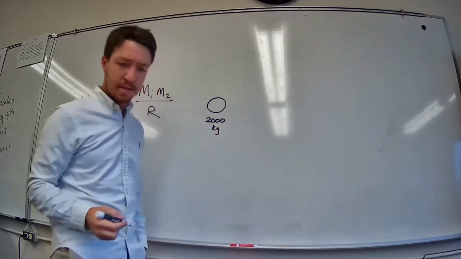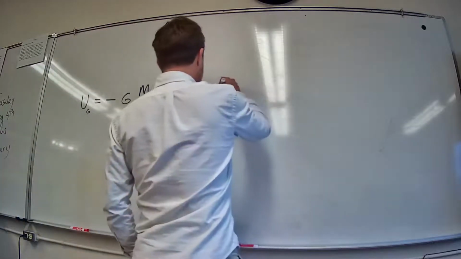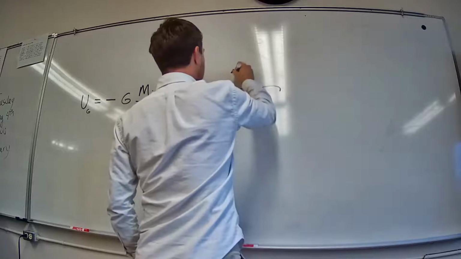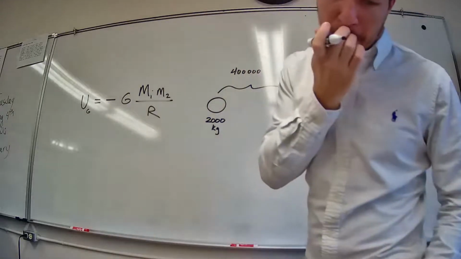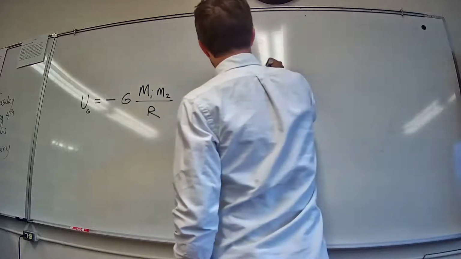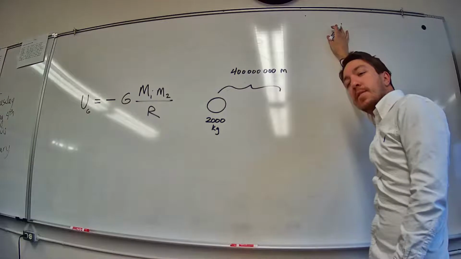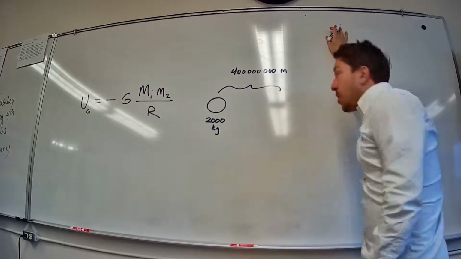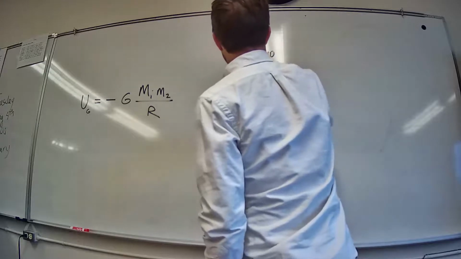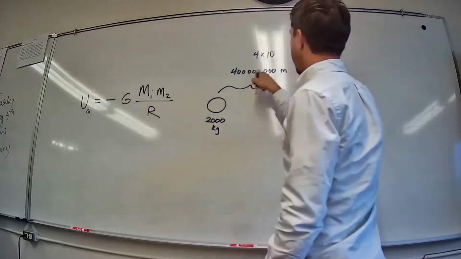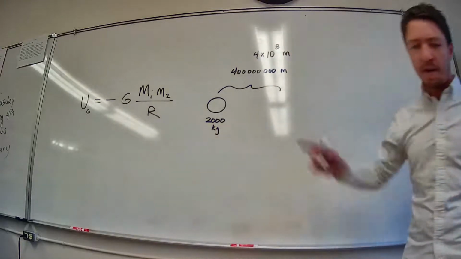So that's mass, that's one of the masses. It's initially at rest and it's 400,000 kilometers, which means it's 400,000 meters, right? Make sense? Also known as 4 times 10 to the 8 meters. So that's our R value.